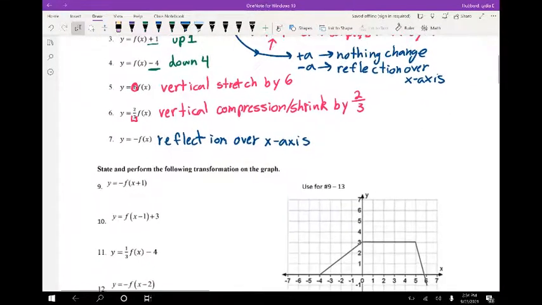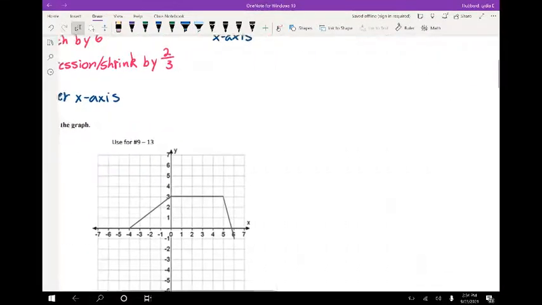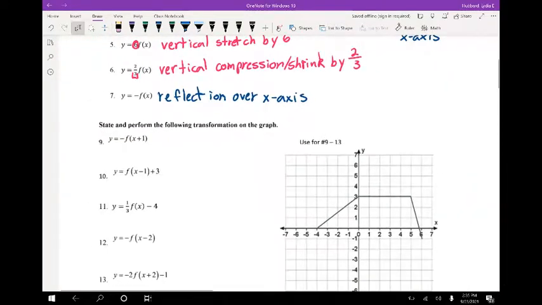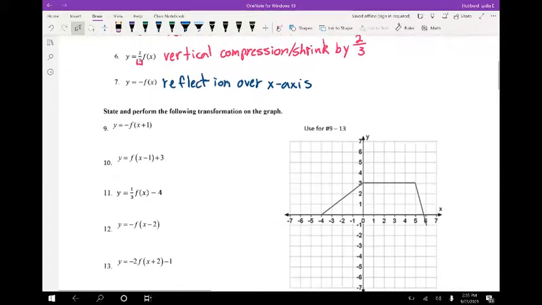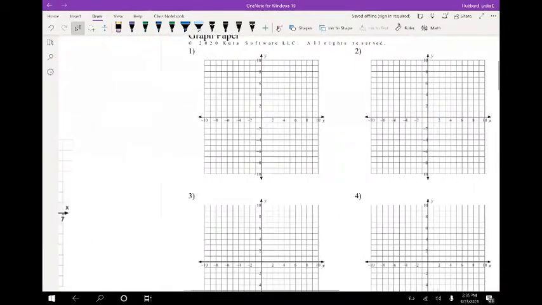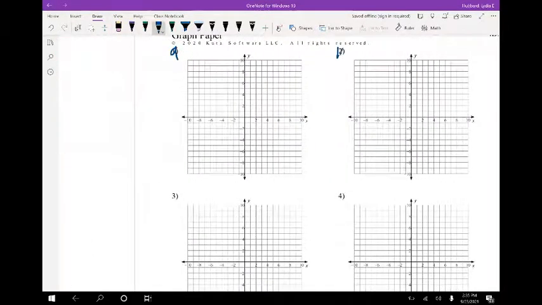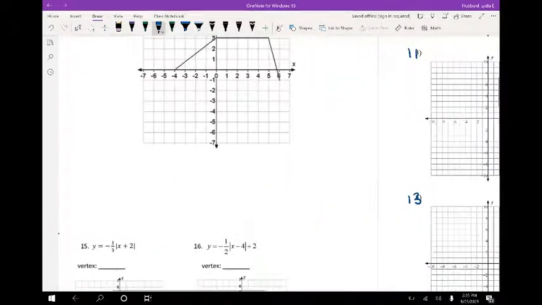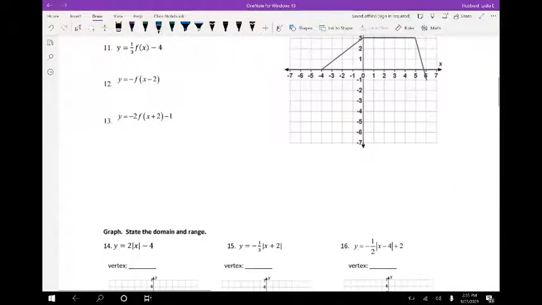For this next one, I'm going to be using this graph to perform these transformations, but I have some graph paper over here, so this is where I'm going to draw them. So we have 9 through, I think, 13. I'll just change my numbers real quick. 9, 10, 11, 12, and 13.